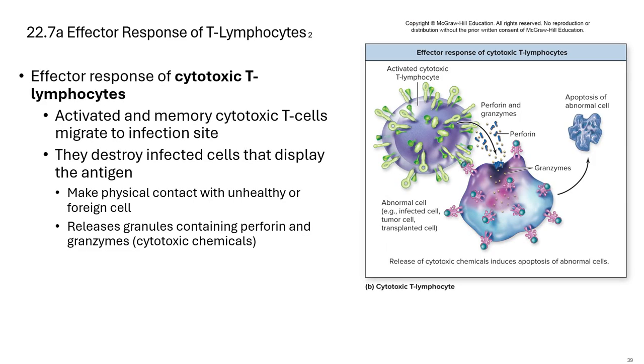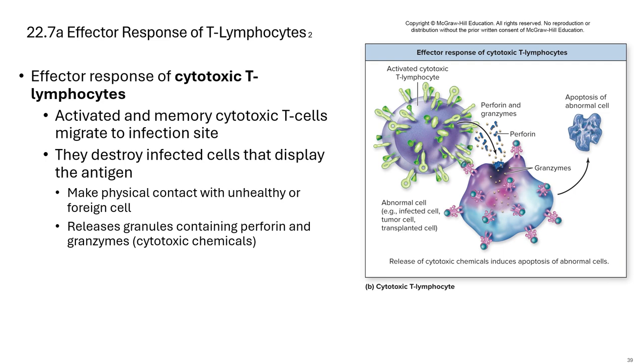For our cytotoxic T cells, remember, after they become activated, they're activated by those helper T cells that we just talked about. They divide into activated cytotoxic T cells and the memory cytotoxic T cells. They travel to the infection site, and their end result is they release these things called perforins and granzymes. Perforins, I think we talked about this a little bit in our innate immune system, but think of this as the word perforate. So they're making these openings or holes inside an infected cell.